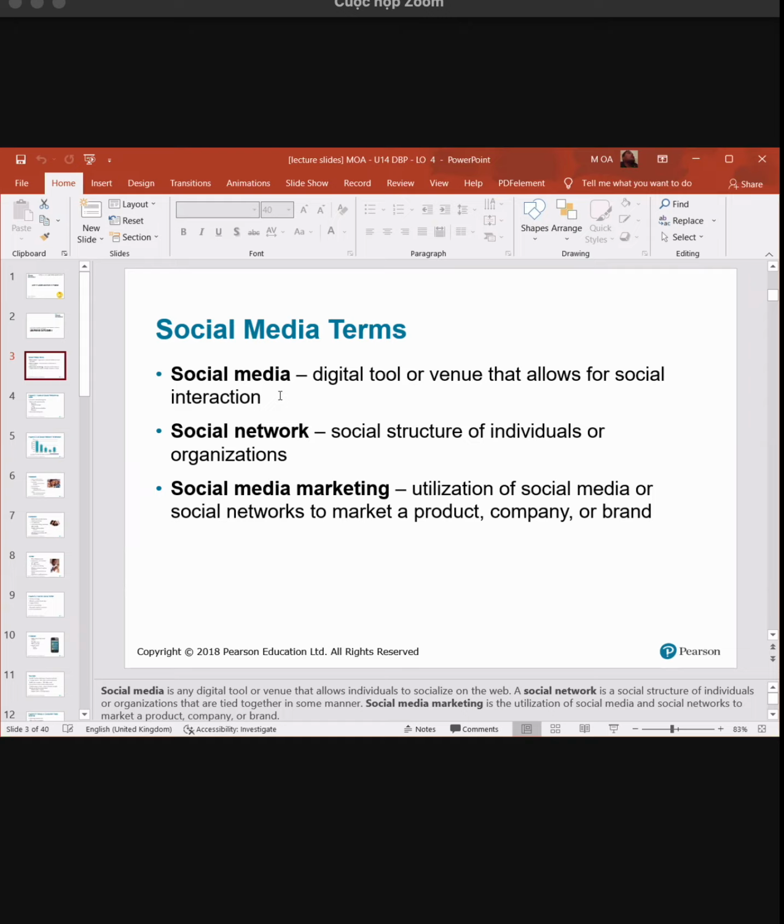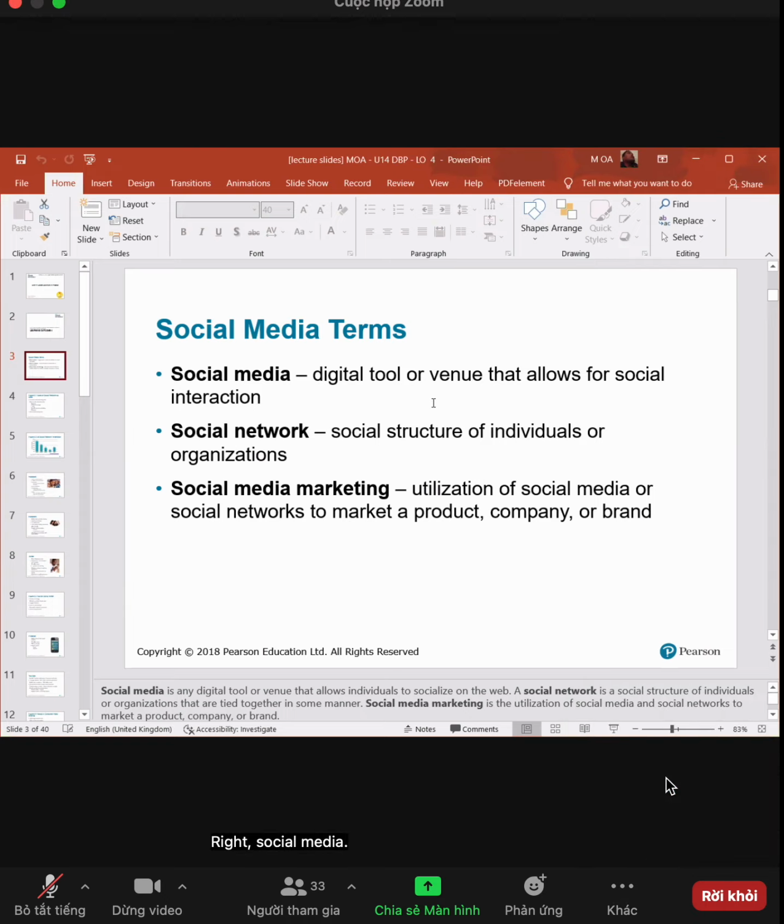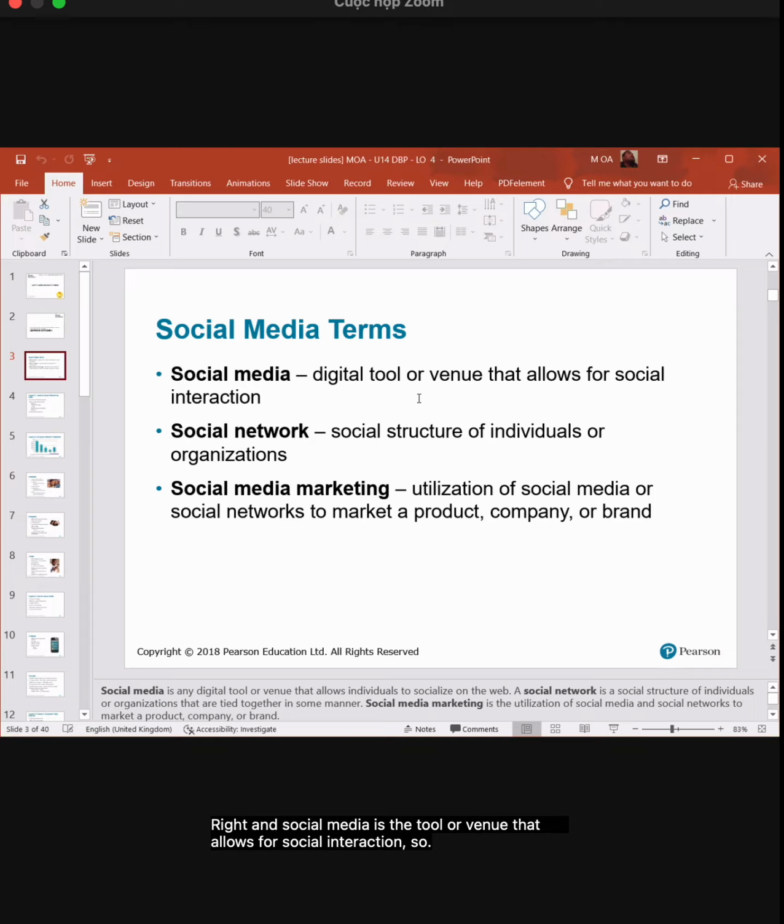Today, we will be talking about social media, and therefore we need to make 3 definitions first. First one, what is social media, right? Social media is the tool or the venue that allows for social interaction. So basically the place where you can interact with others. And social network are the links that you have with other people or organizations that you have become acquainted with at one point in time. And then you have social media marketing, which is using that social media or networks for marketing your brand.